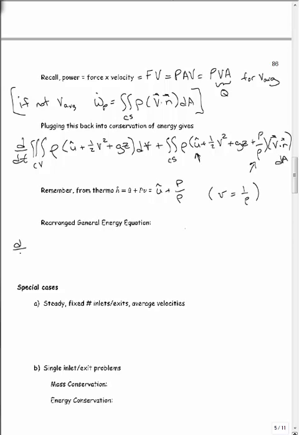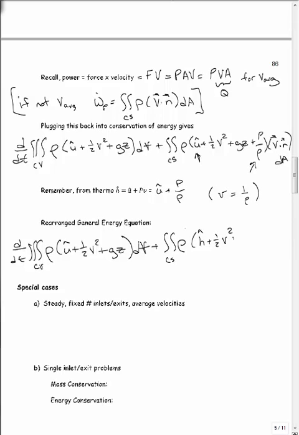So the unsteady part, d/dt, that doesn't change because we didn't have a pv in it, over your control volume, rho times u plus 1/2 v squared plus gz, d volume, plus the integral over all your inlets and exits, rho times h plus 1/2 v squared plus gz times v dot n dA, equals q dot minus w dot s.